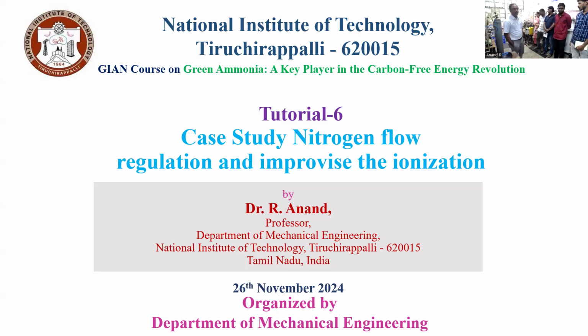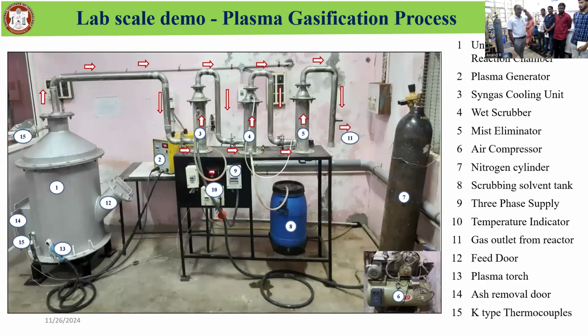It has several components, starting from the plasma generator, plasma reaction chamber, then the synthetic gas cooling unit, wet scrubber, mist eliminator, air compressor, nitrogen cylinder, scrubbing solvent tank, three-phase power supply for creating the high intensity spark, temperature indicator, gas outlet from the reactor, feed door, plasma torch, ash removal door, and thermocouples to measure the temperature at various points.